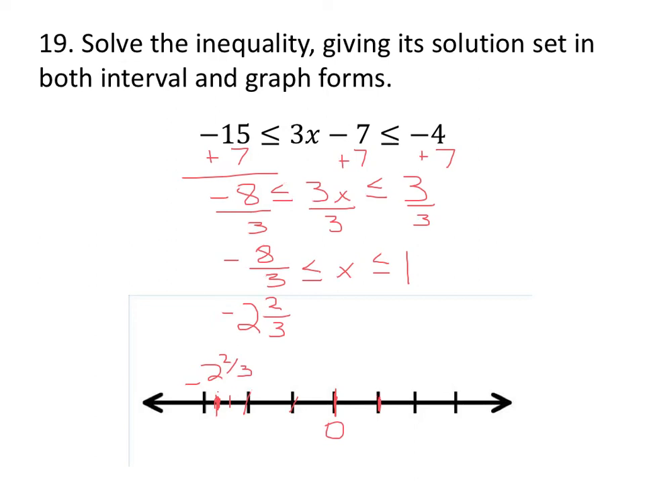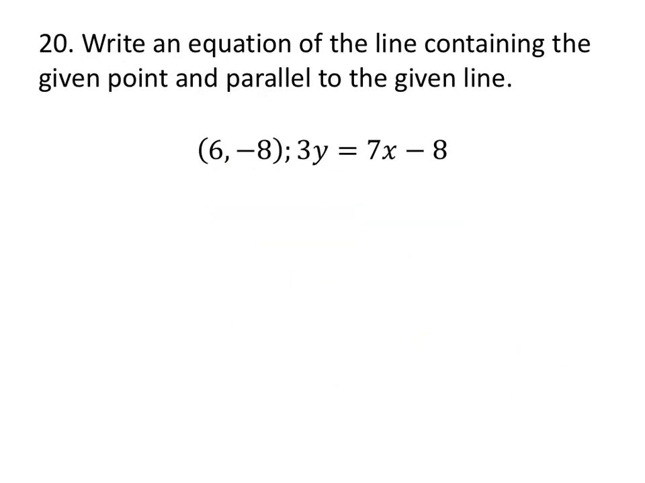And since we're talking about less than or equal to, we're going to draw a bracket at negative 2 2/3, not a parenthesis, and we're going to draw the right bracket at 1. So the solution set is everything in between and including those points. And that is what the graph shows. The interval is going to be negative 2 2/3, comma 1, and all of that is enclosed in brackets, and that's the solution.